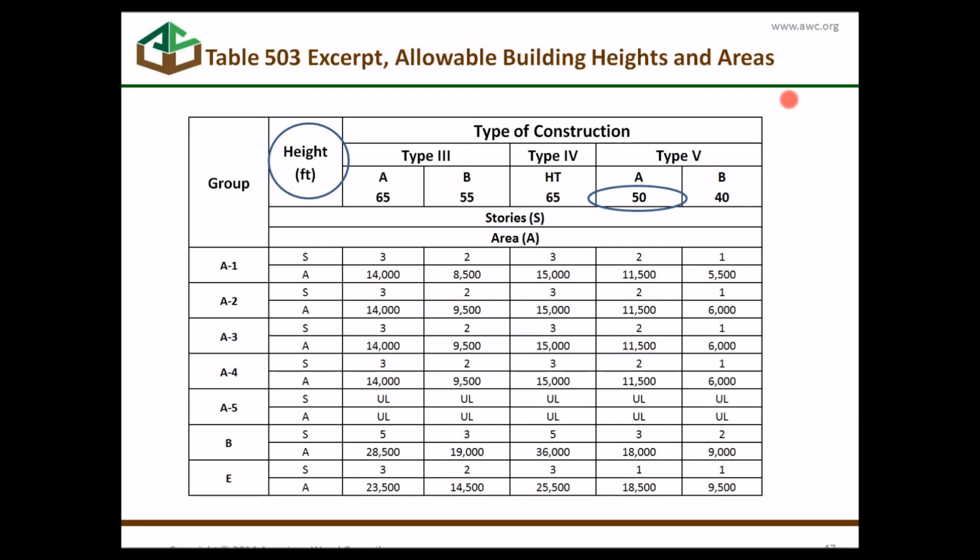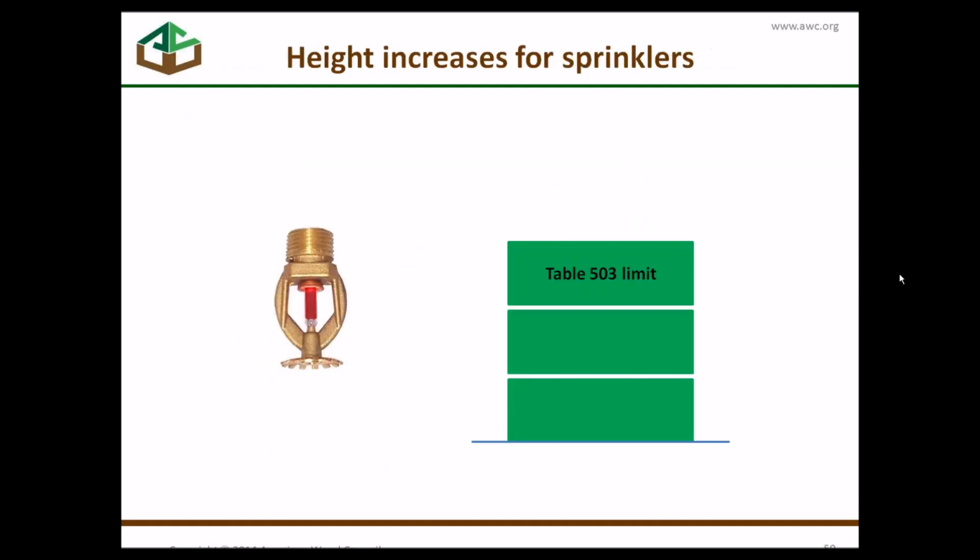We know that allowable area is only one criteria. We also have Table 503, regulating the height of a building. And here we go, Table 503, and again this is a truncated table, but it limits the height of, for instance, a 5A building to 50 feet. There's also a story limit in this table. In the case of a B, for instance, Type 5A, the story limit is 3 stories. All right. I think we're familiar with that.